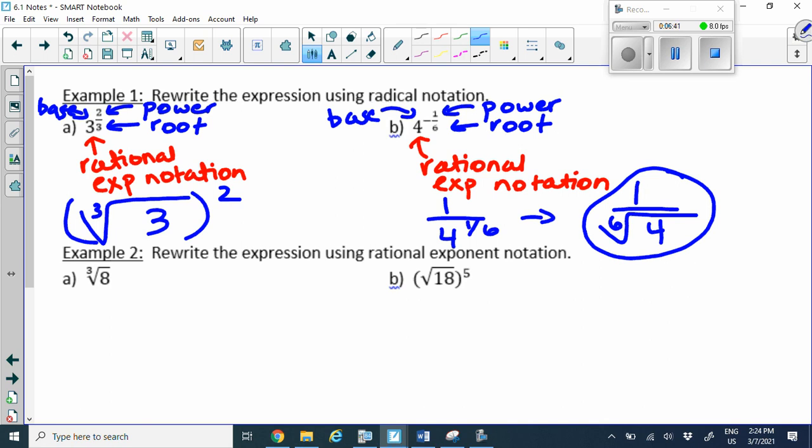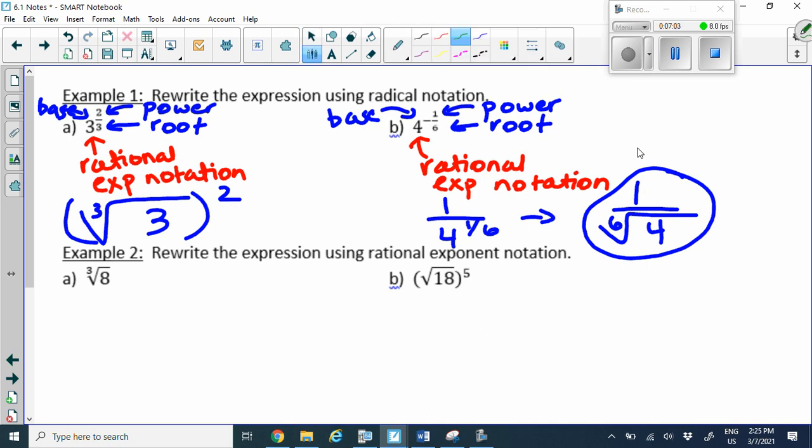Okay, let's look at example 2. We're going to rewrite the expression using rational exponent notation. So we are already in the radical notation form for a and b. We need to write it in the other form. So on example 2a, we have the cube root of 8. So remember, if you have a 3, that means cube, okay?